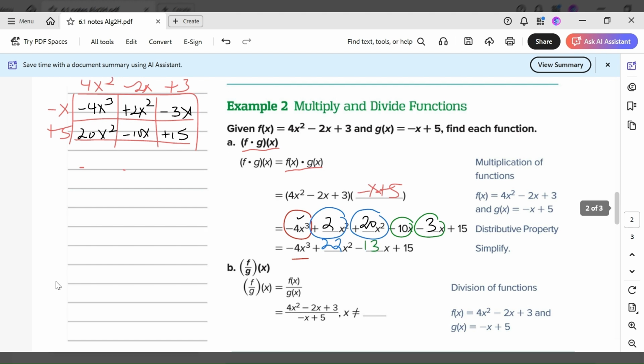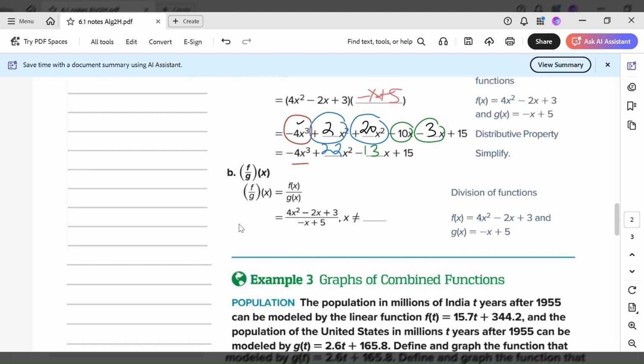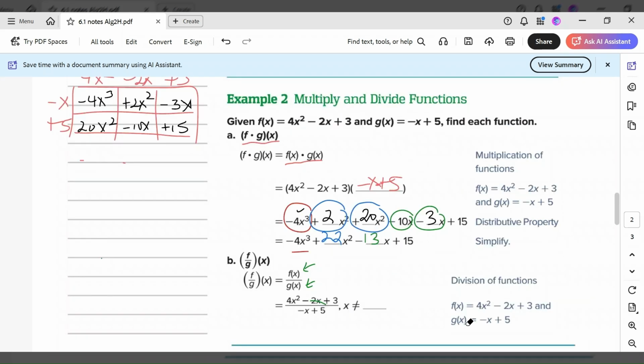On the division one, it says f of g of x. So remember, as you're writing, the f of x over the g of x. So we wrote 4x squared minus 2x plus 3 over negative x plus 5. Okay, so remember, we're doing our restrictions for our domain. So we're looking at our denominator. So you're taking your denominator and saying negative x plus 5 equal to 0.